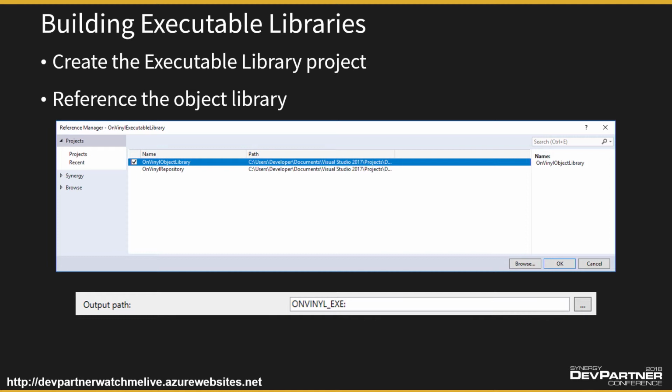And then when we're to tell it where we want our code to come from, we simply reference our object library, so on-file object library. Once we do that, that's going to be pretty much it. Our executable library will then build and create an ELB.